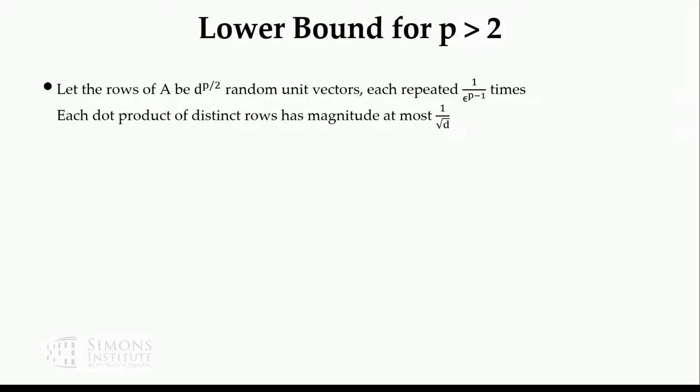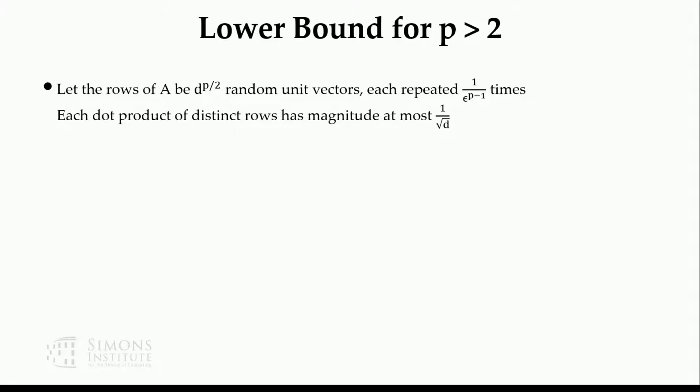Now, what are these d to the p over 2 distinct rows? Think of them as independently random unit vectors. So morally, you should think that every pair of dot products between them is at most order 1 over root d. There's a root log factor there, and there's actually an explicit construction that avoids that log factor, but I don't care about log factors right now. So that's your input matrix A. It's clear? d to the p over 2 random vectors, and then copy each of those 1 over epsilon to the p minus 1 times.